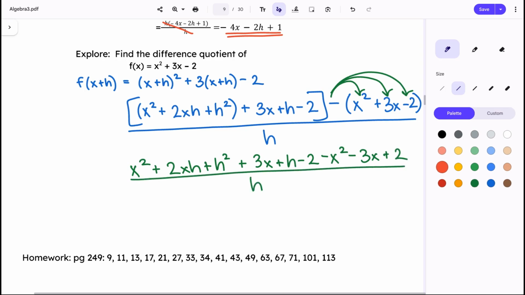What can we cancel off? H. We're not quite ready to cancel off h yet. Do the x squareds. X squareds are gone. The 3x, and then the 2. Good. So you should get rid of quite a few things up there, and you should be left with 2xh plus h squared plus h.